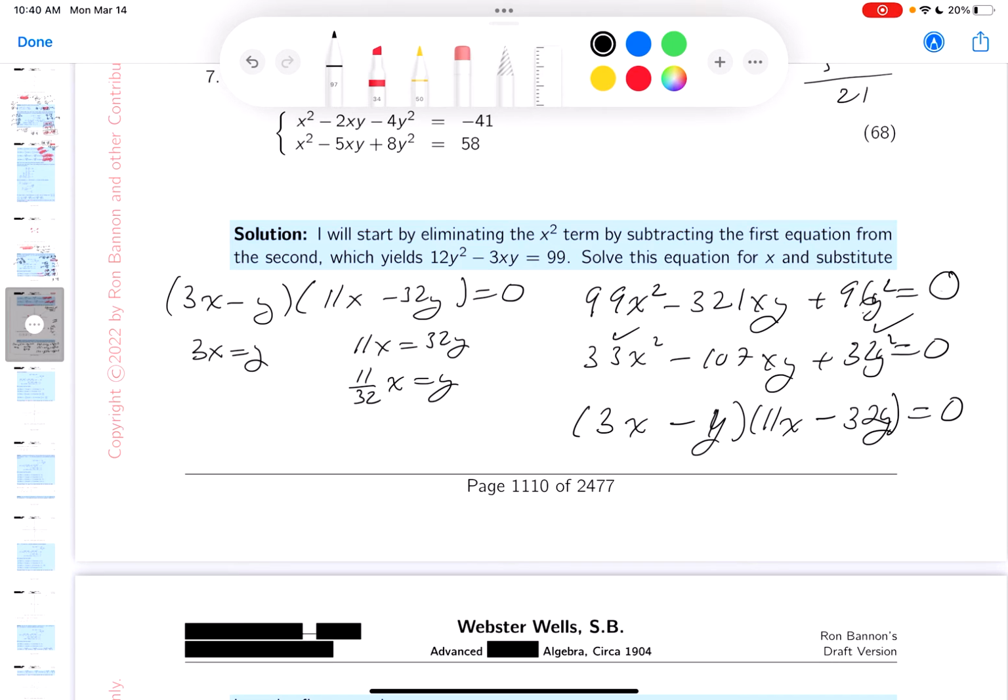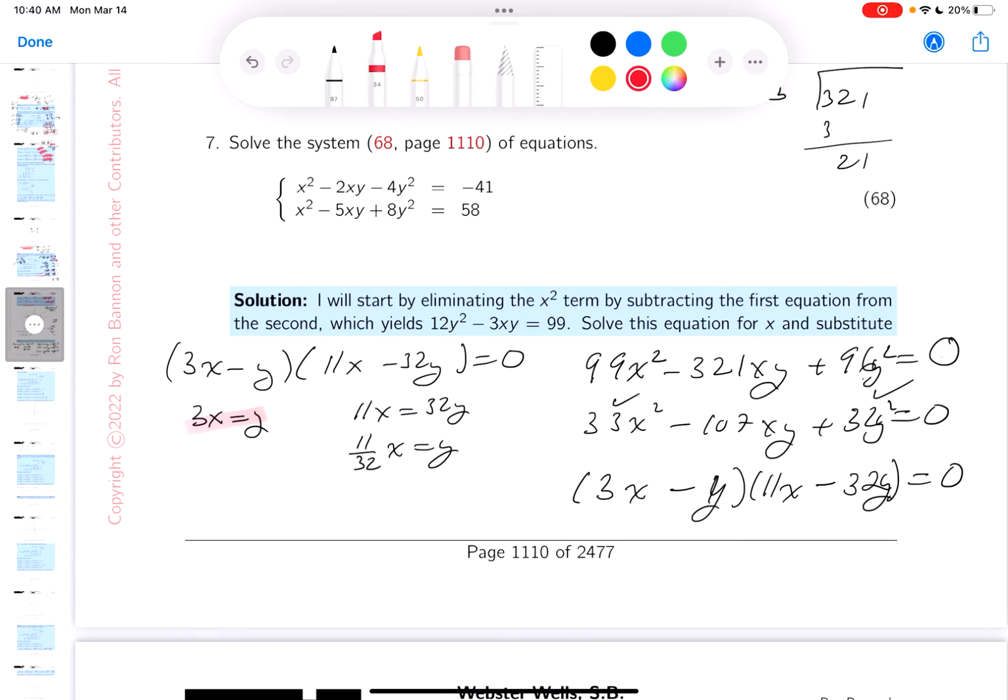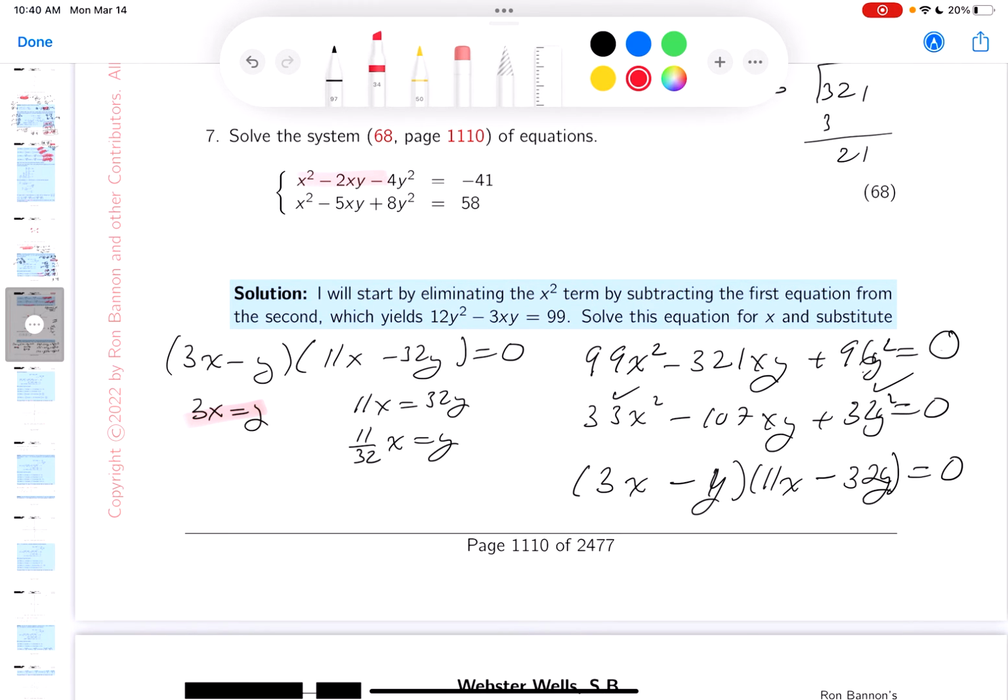And I got to be honest with you, that second one does look pretty bad. But I think I can handle this one. And let's look around for something easy to do. And I'm going to say probably the first equation, probably the easiest one to do. So what do you get? You get x squared minus 2x times y, and y is 3x, minus 4 times y squared, which is 3x squared, and that equals minus 41.